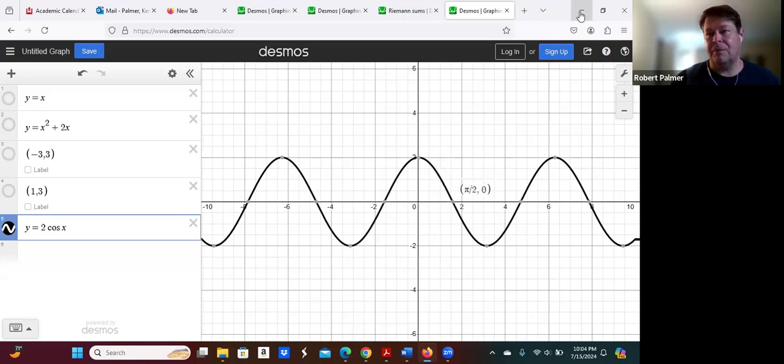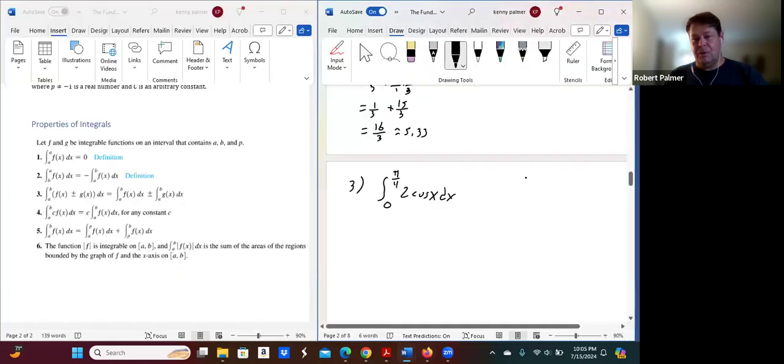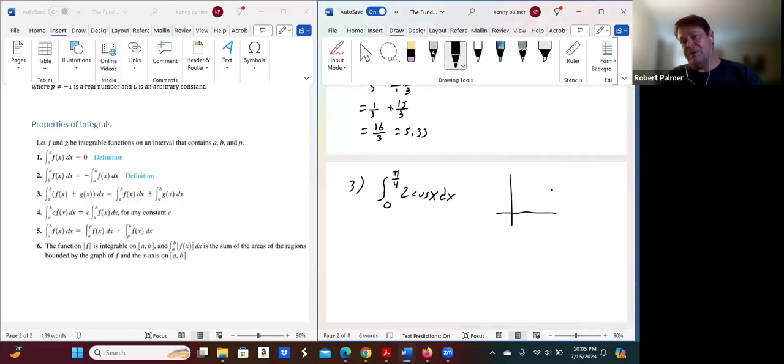So the graph of this should look something like what we just saw. There's 0, pi over 4. It should kind of slope down like that. And right here is going to be our area. All right. So once again, let's do the same thing.